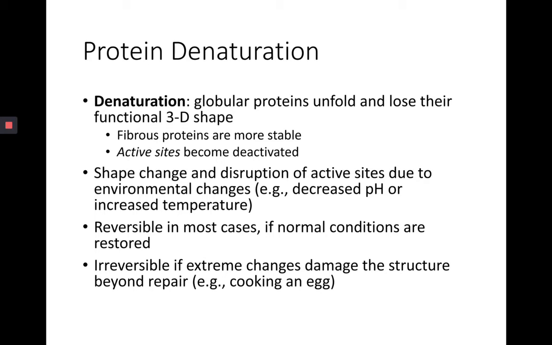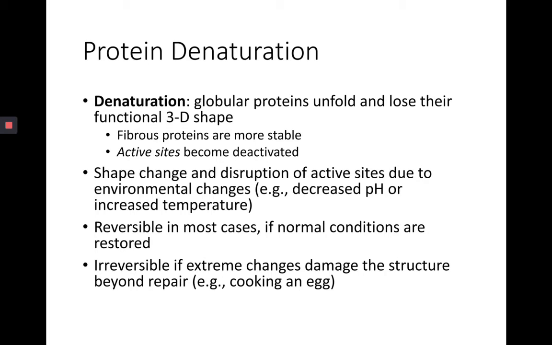A lot of times denaturation is reversible, especially if it's only temporary. If the temperature just increased quickly but came right back down, then denaturation is reversible. And if normal conditions, normal pH, normal temperature are restored, then the protein will be restored. But if there are extreme changes in temperature, pH, other external environments that are generally around an enzyme, for example, then you can't reverse denaturation.